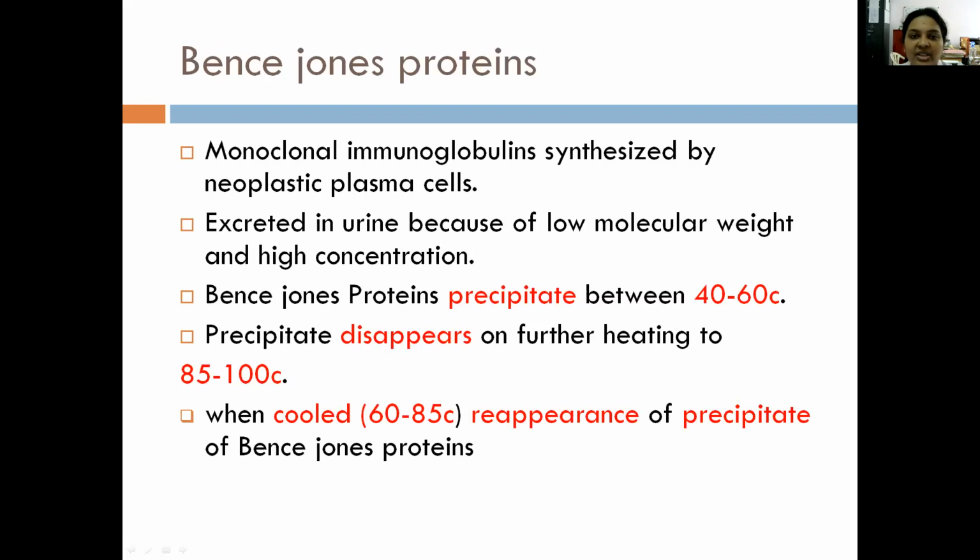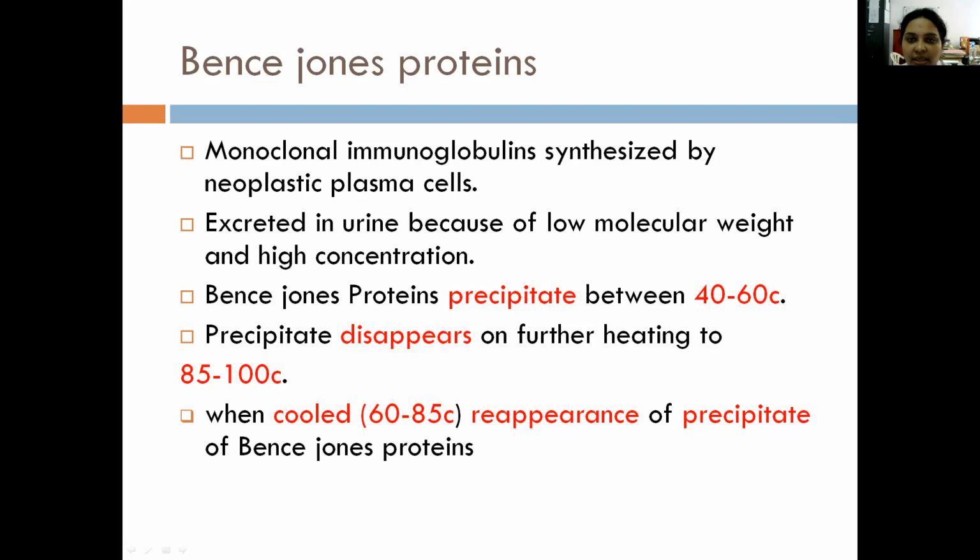So what are Bence-Jones proteins? They are monoclonal immunoglobulins synthesized by neoplastic plasma cells. They are excreted in urine because of their low molecular weight as well as high concentration. Generally, Bence-Jones protein will precipitate between 40 to 60 degrees Celsius, and the precipitate disappears on further heating to 85 to 100 degrees Celsius. When cooled, the precipitate reappears. This is the basic mechanism for identification of Bence-Jones protein by a simple heating process.